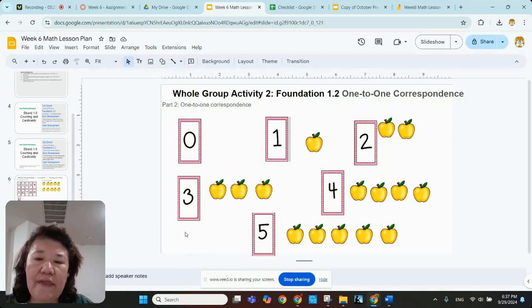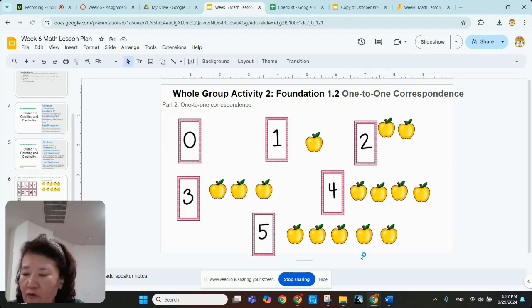Then I want them to count one-to-one correspondence, which is when they see one apple, they count one, and they know the total number is one. When they see two apples, they count up to two, and they know the total number is two. When they count number three, they know the total is three. When they count number four, the total is four. And when they count number five, the total is five.